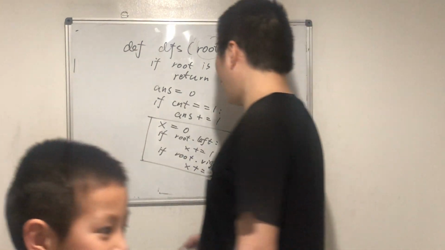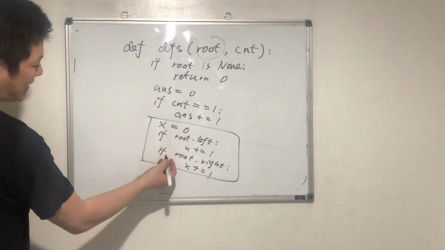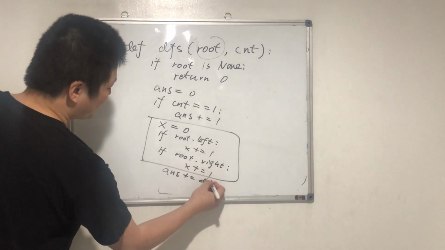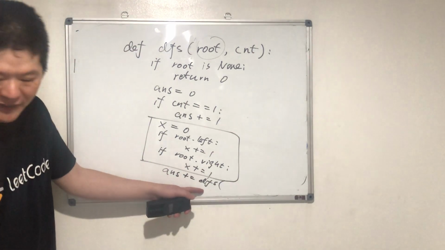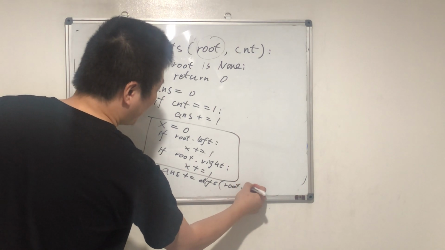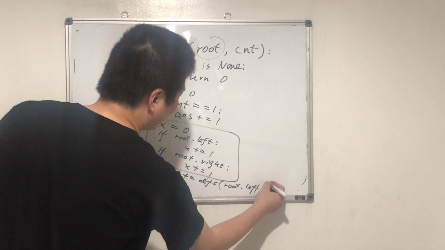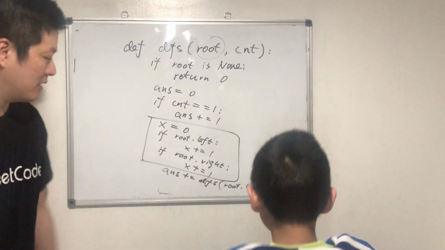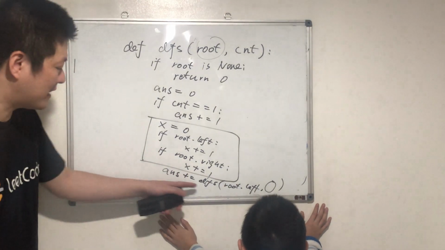Okay, so look, now I know this x. Then I need to answer plus equal that first search. Then we are recursively counting what? Left tree, yeah? Root of left, and what should I pass for this count here? What should I pass here? We are counting the left tree.